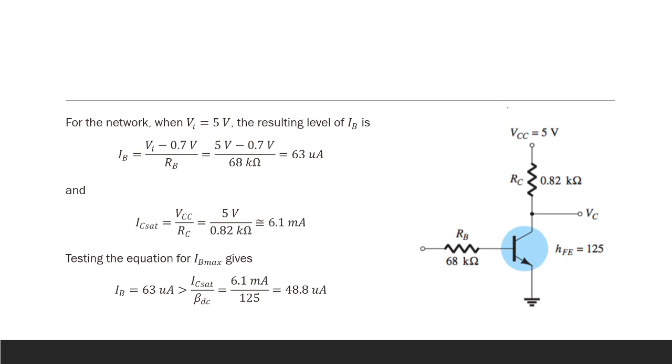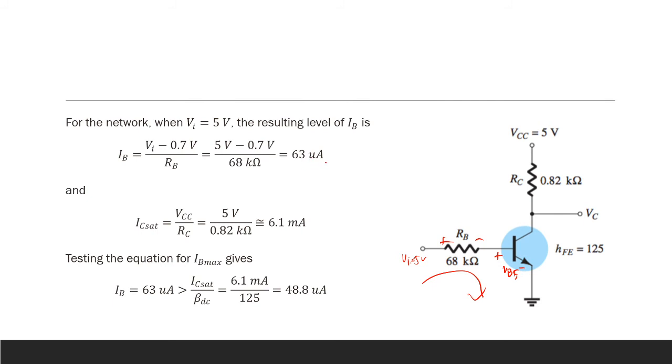So for this network, di ba kanina, ang input natin is 5 volts. If input natin is 5 volts, we can solve for IB. So maglo-loop lang tayo dito. Input natin dyan, 5 volts, mag-loop lang tayo dito. So we will have an equation for IB na VI minus 0.7 or VBE over RB. And that is 5 volts minus 0.7 volts over 68 kiloohms is equal to 63 microamperes.